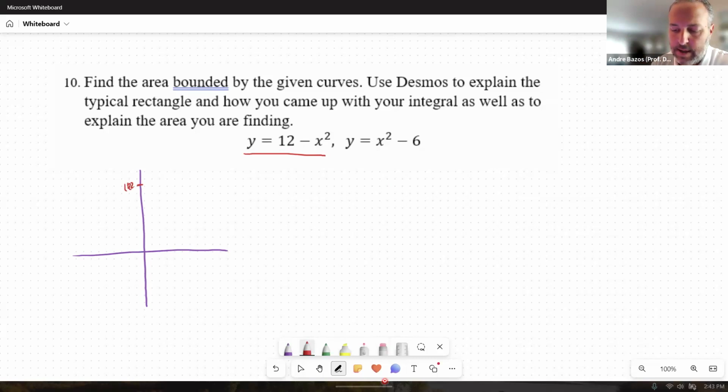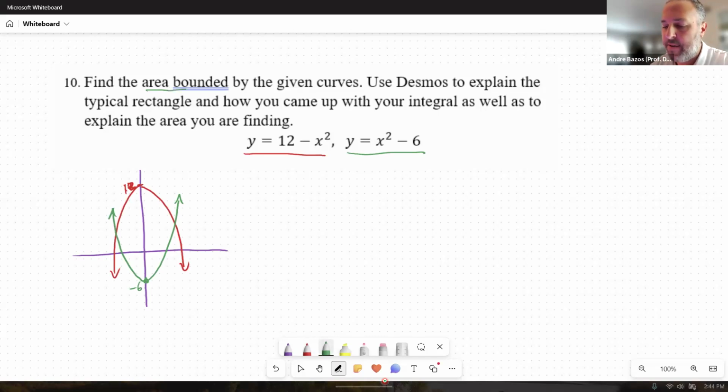There it goes. That's supposed to be a 12. And it's a downward facing parabola. That's all I really care about. It doesn't have to be perfect. This one, on the other hand, is an upward facing parabola that starts at -6 and goes upward. But the -6 doesn't matter, and neither does the 12. It's just that one is a downward facing parabola and the other is upward facing.